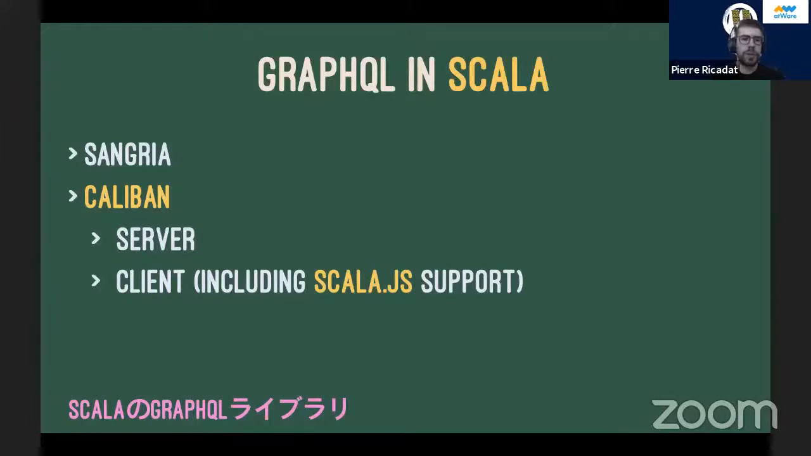But today I'm going to focus on the second one, which is called Caliban, and is the one that I created. One big difference with Sangria is that Caliban can be used for the server, like Sangria, but also for the client. And it supports Scala.js, so you can even do GraphQL queries in the browser using Scala.js and Caliban.